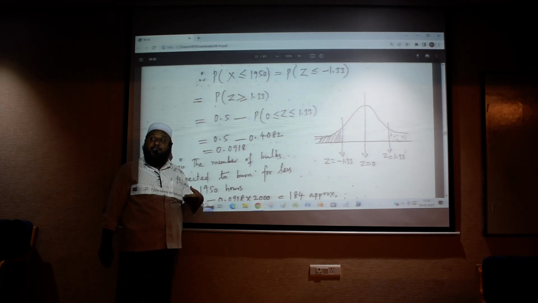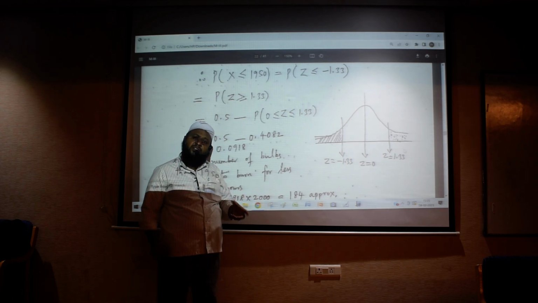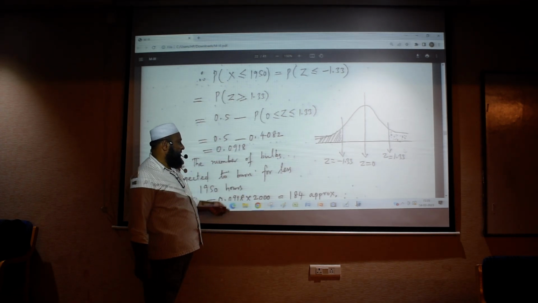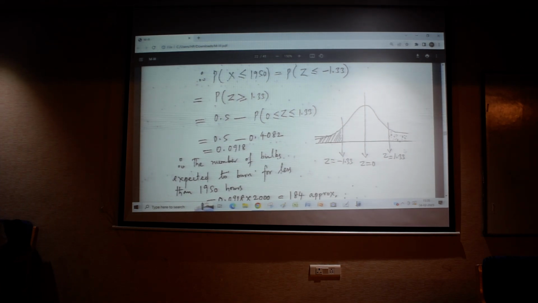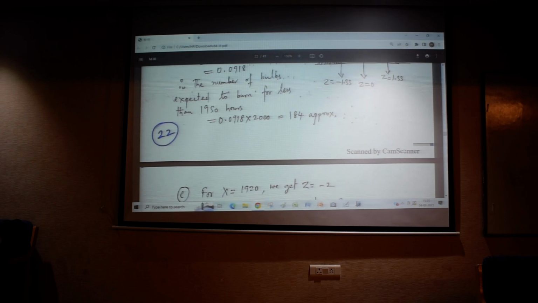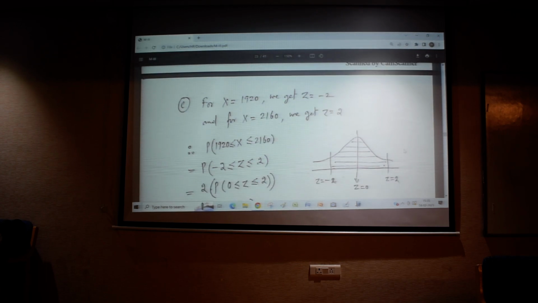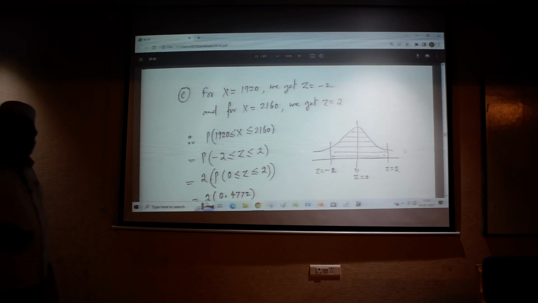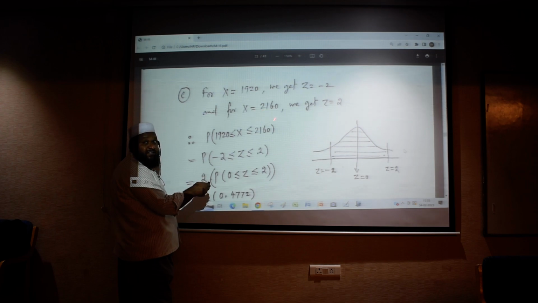How many bulbs are expected to burn for less than 1950 hours? You have to multiply 2000 with the probability 0.0918. So the expected number of bulbs to burn for less than 1950 hours is 0.0918 into 2000, approximately 184. And the third question, between 1920 and 2160.